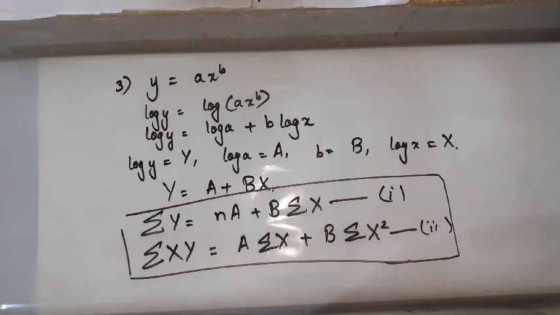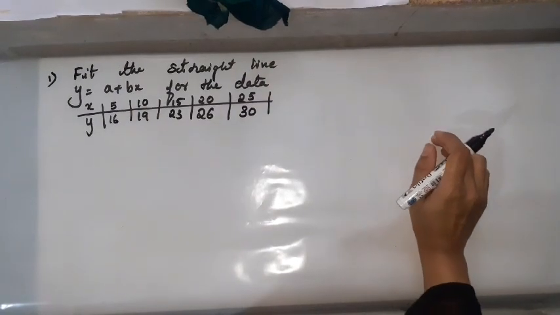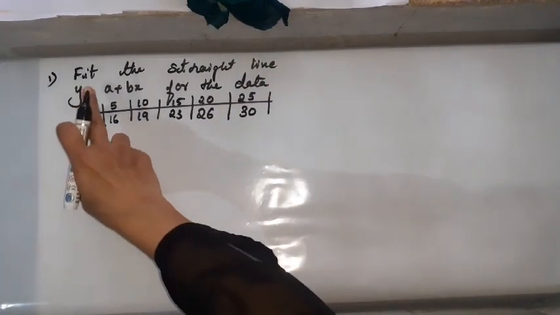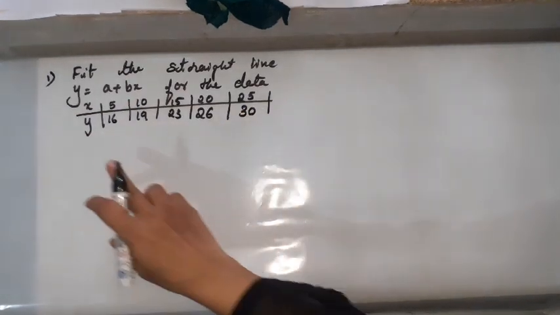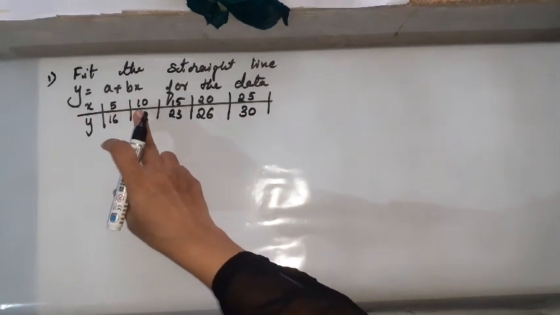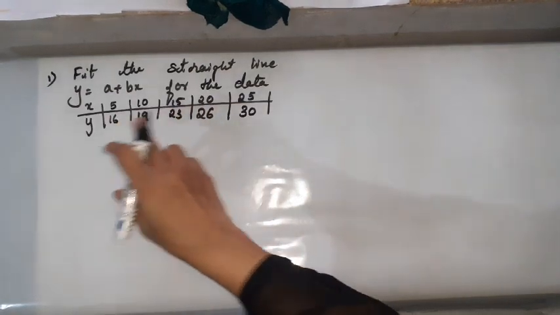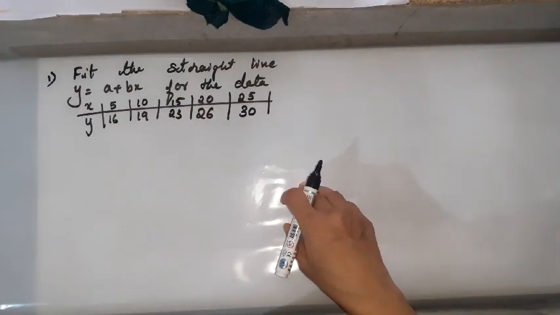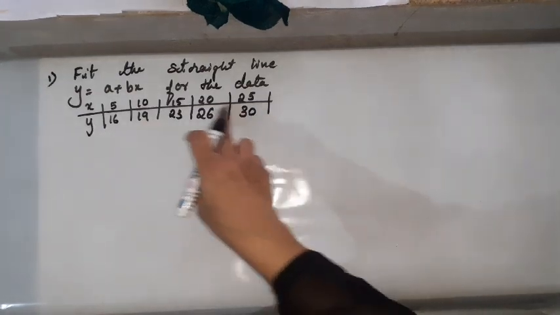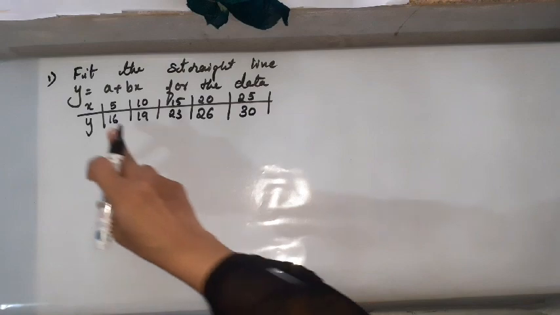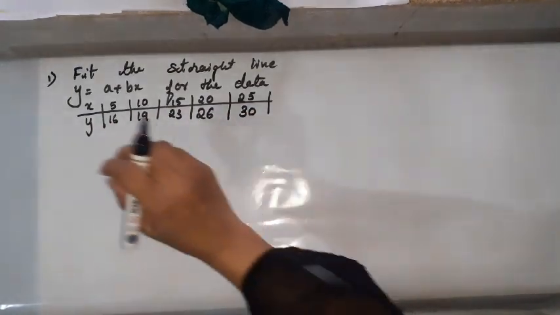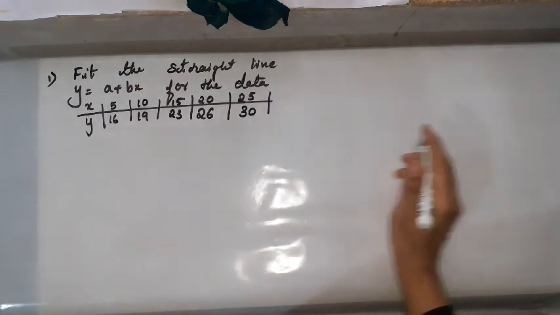Okay, so here we go for the first problem. Here is the first problem for you. What is it? You have to fit a straight line y is equal to a plus bx for the data x is equal to 5, 10, 15, 20, 25. X values are given at equal intervals. The corresponding values of y are being given to you. So you have to fit a straight line which is passing through these points. The points are being given. You have to fit the straight line of this format. So first let's start with the solution.